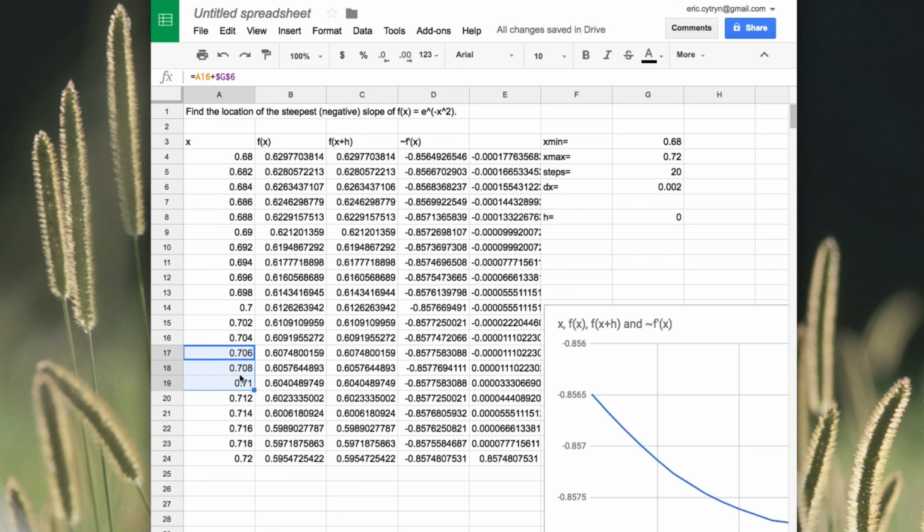If you do that and you find you still don't have the right answer, that probably means that your H value is not small enough. And so you have to go to a smaller value of H. 10 to the minus 11 is probably plenty small for our purposes. Okay, and that's how you use a spreadsheet to find the location of steepest slope.